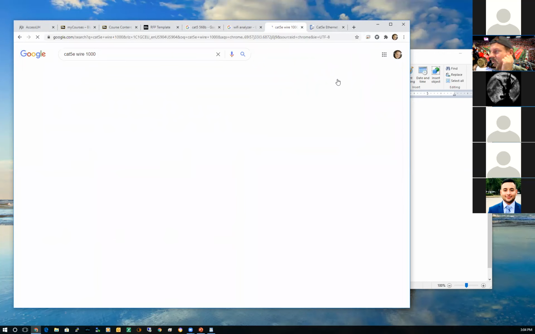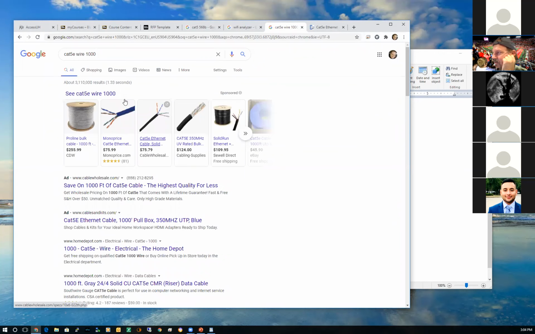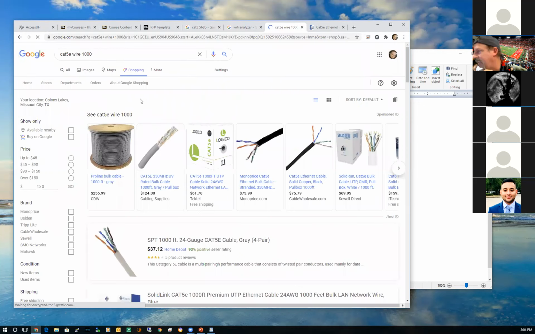It usually comes in a roll of 1,000. Let's just check good old Amazon.com here. 1,000 feet of Cat 5e. Now that's really expensive, by the way. And that's because it's got special plenum coating. It ranges, wow, that's real cheap.